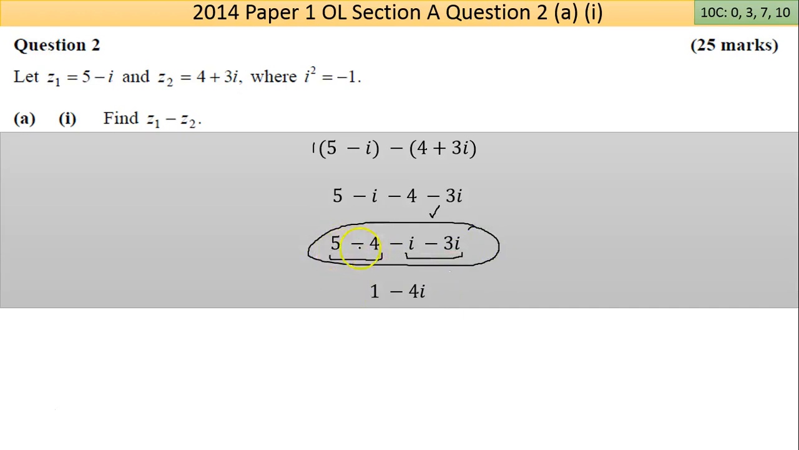Anyway, so take away the real parts. 5 take away 4 is 1. Minus i minus 3i. I owe you €1. I borrowed 3 more off you. I now owe you €4. So the answer is 1 minus 4i. Okay, so it's part A, part 1. It's worth 10 marks. Okay, easy money.